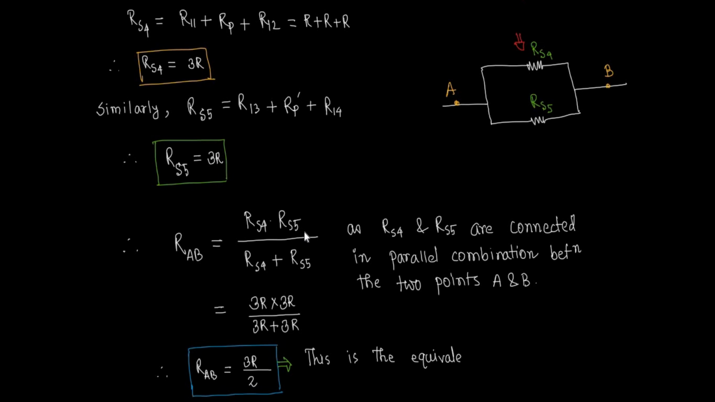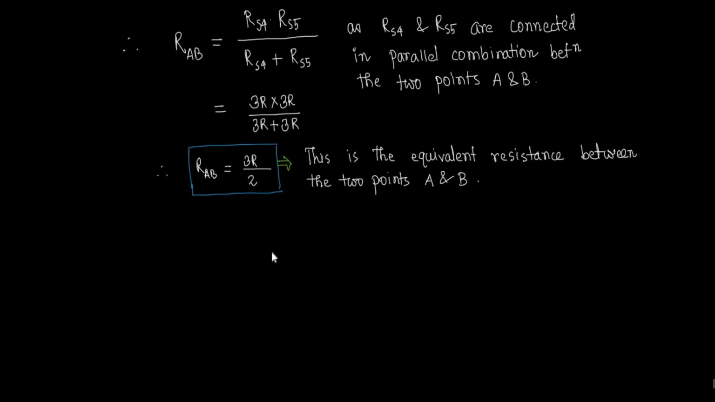This is the equivalent resistance between the two points A and B. Between the two points A and B, RAB is equal to 3R by 2. That is, RAB equals 3R divided by 2.